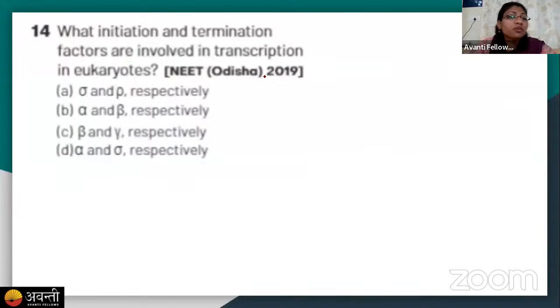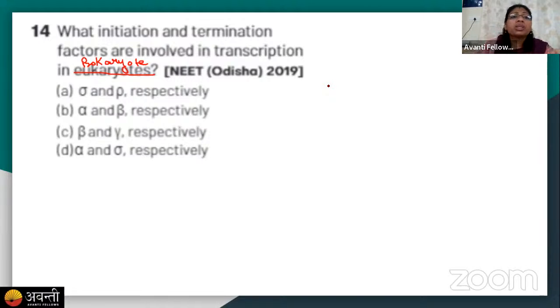Next question for today is, what initiation and termination factors are involved in transcription in eukaryotes? The question is asking which factors of initiation and termination are required in eukaryotes. Option A says sigma and rho, B says alpha and beta. There is some mistake in this question. These options are not for eukaryotes; these factors are present in prokaryotes. So we have to find out which is the initiation and termination factor.